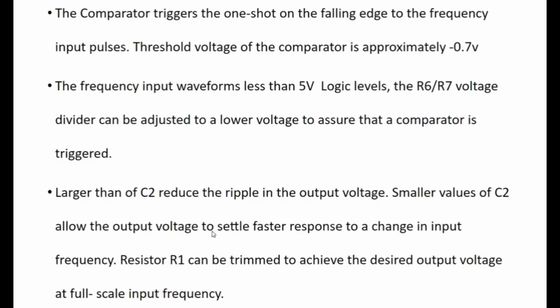A larger value of C2 reduces the ripple in the output voltage. A smaller value of C2 allows the output voltage to settle faster in response to a change in the input frequency. Resistor R1 can be trimmed to achieve the desired output frequency at the full scale input frequency.